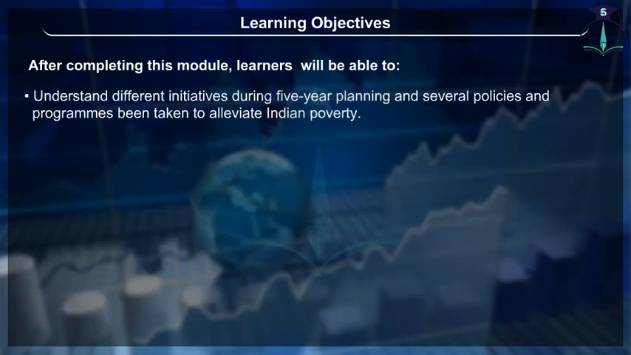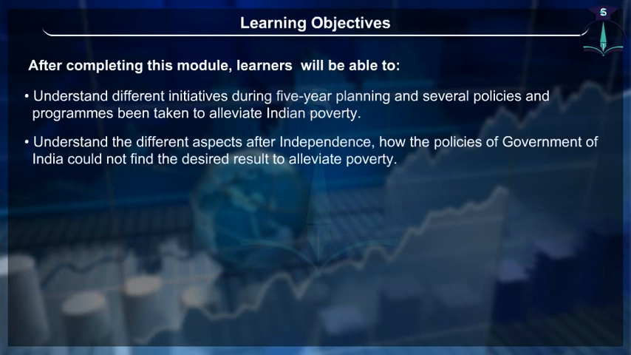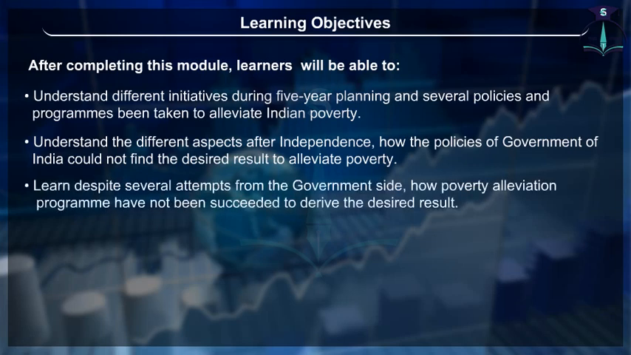Understand different initiatives during the five-year plans and several policies and programs taken to alleviate Indian poverty. Understand the different aspects after independence, how the policies of the Government of India could not find the desired results to alleviate poverty. Learn despite several attempts from the government side how poverty alleviation programs have not succeeded in deriving the desired result.